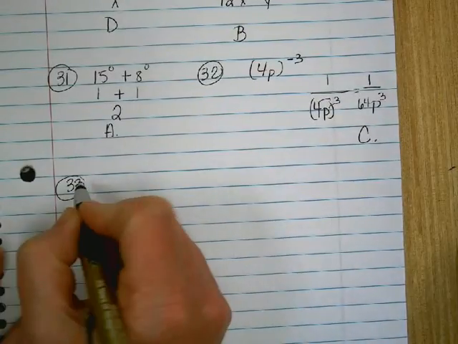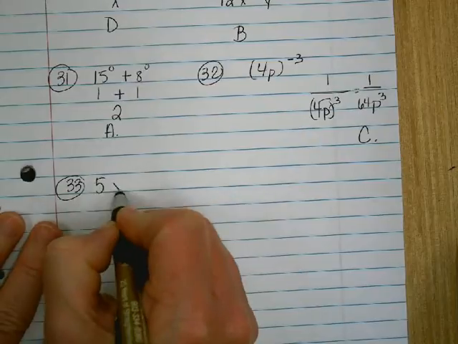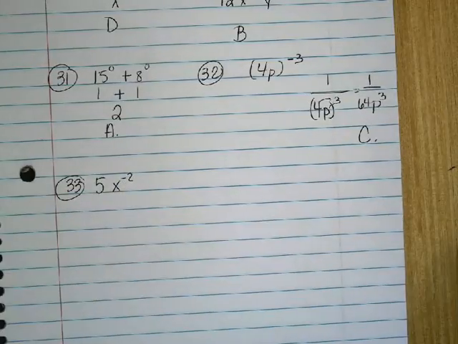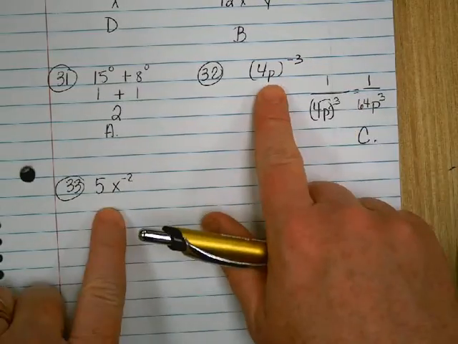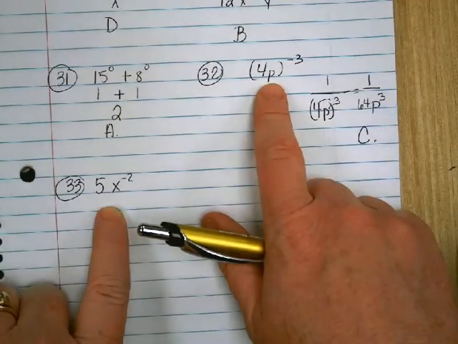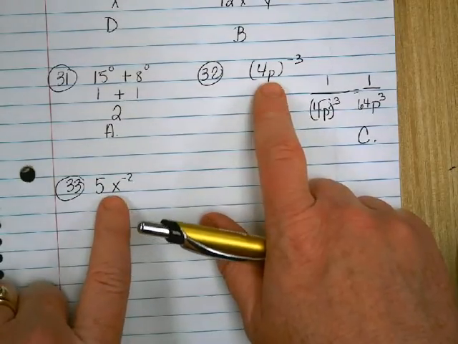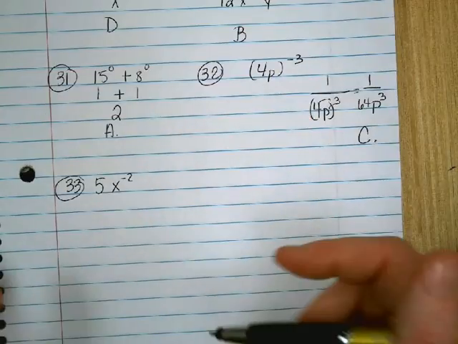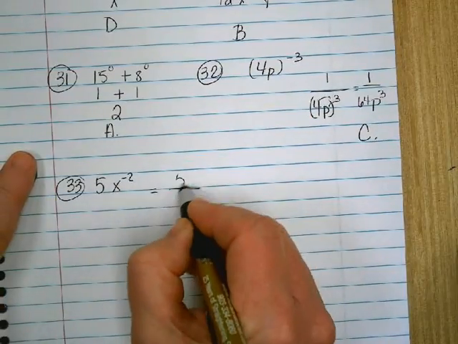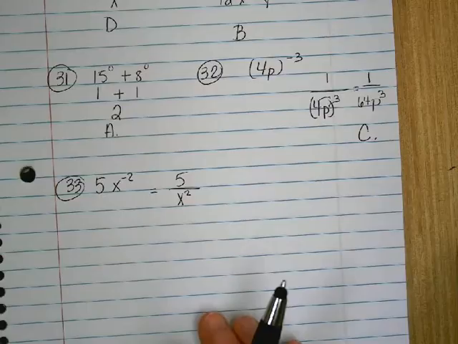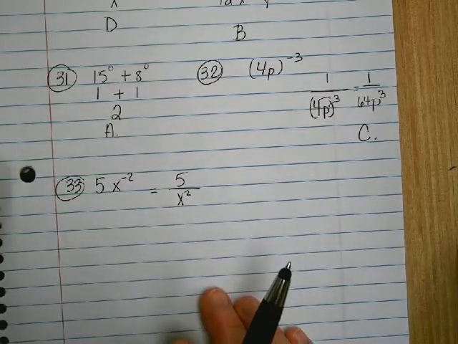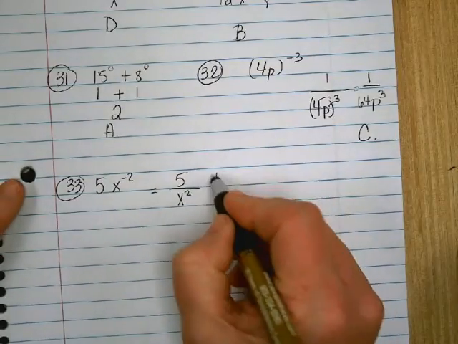33 says 5x to the negative 2. Now tell me something. That negative 2 is attached to the x, not the 5. Look at the difference between these two. If the negative 2 was supposed to affect the 5, it would be in parentheses like this problem was. So when you move the part to the bottom, you only move the x squared. Compare those two to see the differences and how to handle that. And so this answer choice is B.